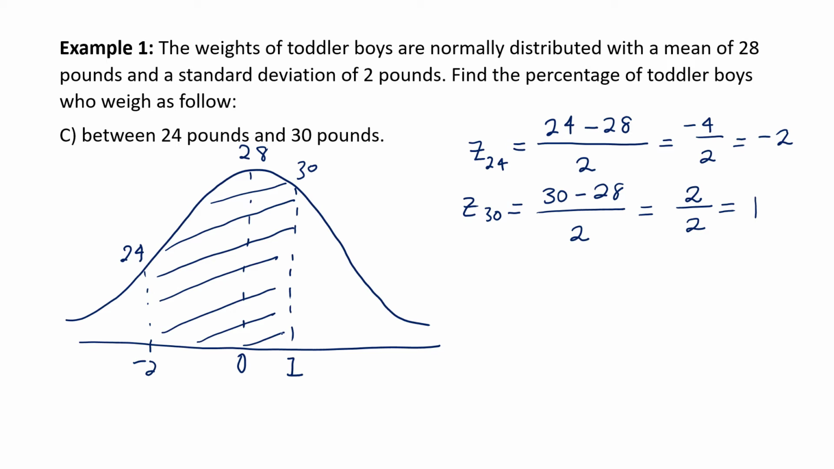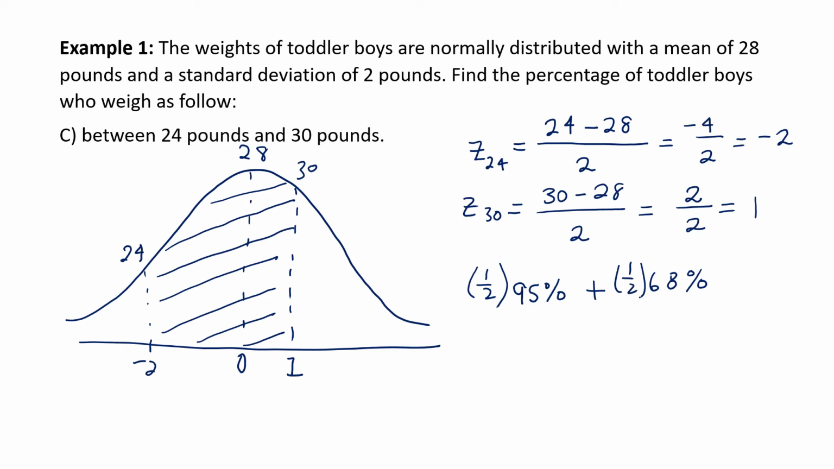There are several different ways in which you can do this. I'm going to use the empirical rule. The empirical rule tells us that between -2 and +2, you've got 95% of the total area, but we only want half of that. We want that to the left of the 0, and the empirical rule tells us that between -1 and +1, that's 68% of the total area. However, we only want half of that also because we only want it between 0 and 1. That's to the right of the mean.